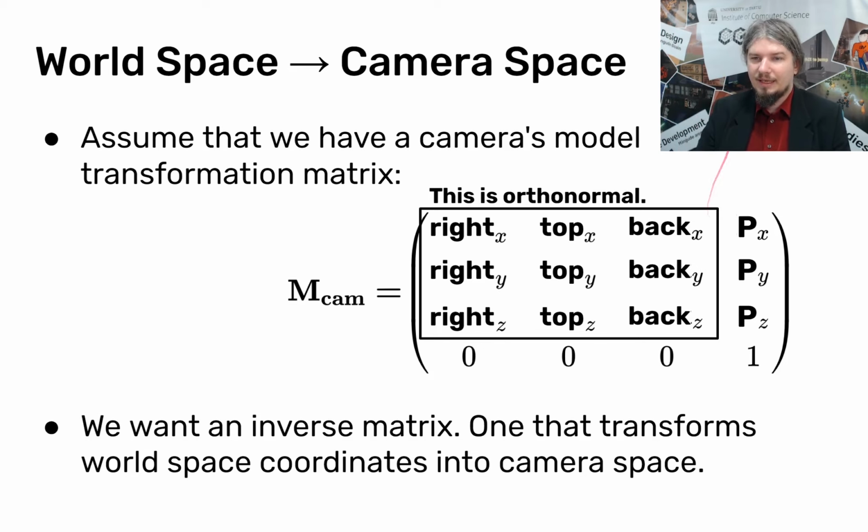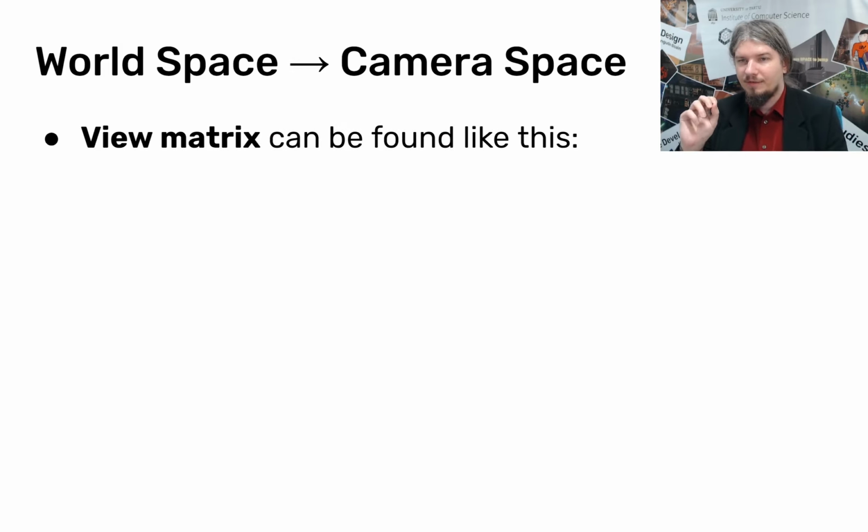These columns here are all orthogonal to each other and of unit length. So this is important to finding this view matrix.